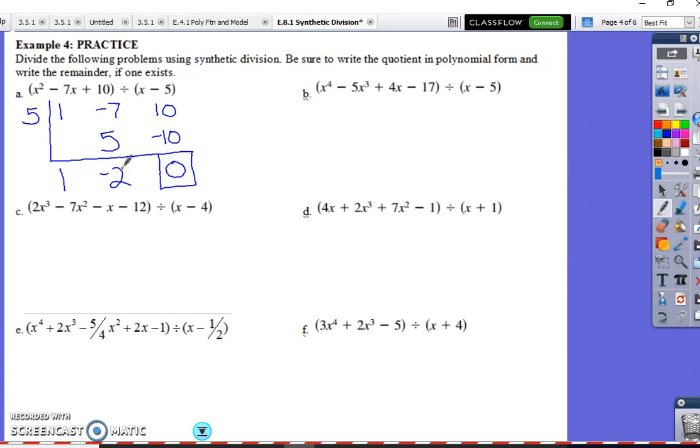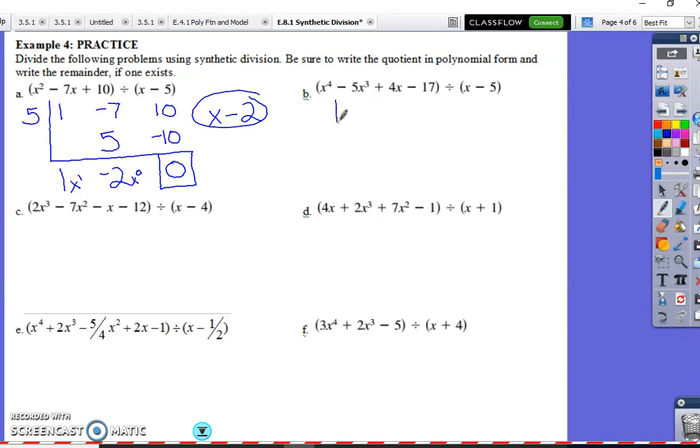So that's my remainder. That means this is my x to the 0 term, which again, you're not going to write an x to the 0 term, but that's the idea, and this is my x to the first term. So my answer to this question is x minus 2, because 1x to the first is just x, -2x to the 0 is just -2, so it's x minus 2. There is no remainder. So this is my final answer for that problem.